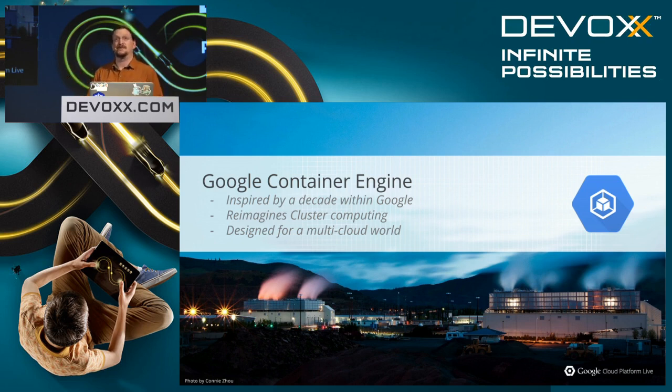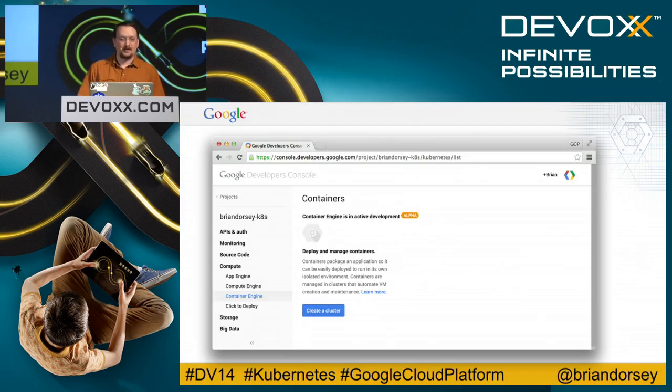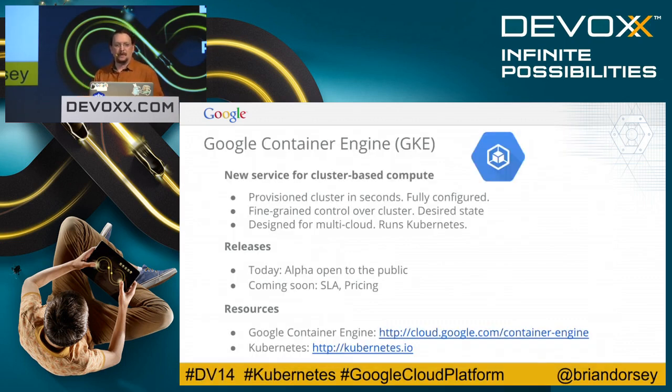So if you want to play around with this, this is a very good way to get started. And it shows up in the console just right there. You can go ahead and click the button and get yourself a cluster up and running. So this gives you a cluster in, we'll say, tens of seconds, fully configured. You get to decide how big it is. Kubernetes itself is intended to be multi-cloud. Container Engine is hosted on Google's cloud. It is open to the public right now.